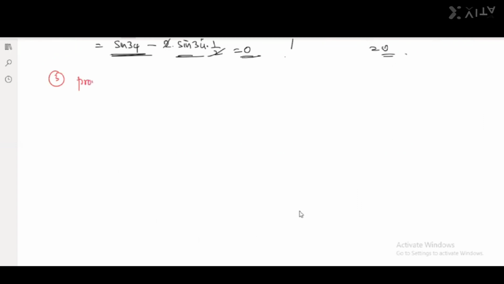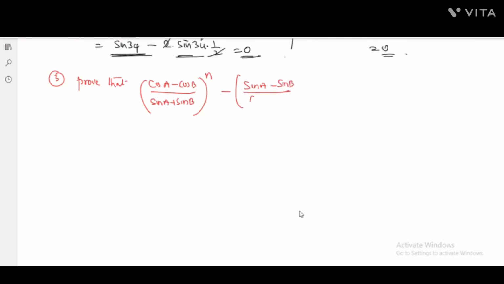Prove that ((cos A − cos B)/(sin A + sin B))^n − ((sin A − sin B)/(cos A + cos B))^n is equal to 0 if n is even, and −2 tan^n((A − B)/2) if n is odd. So this is what we have to prove.